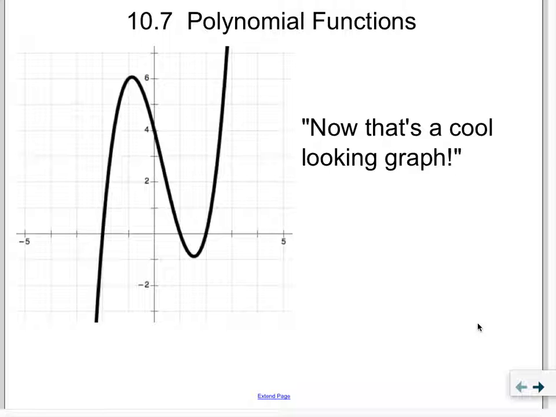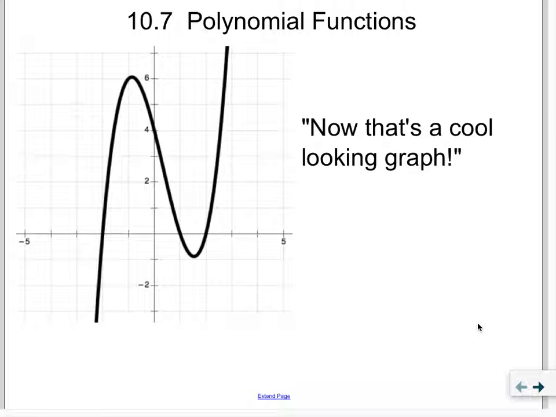So we're going to wrap up our unit of quadratic functions by introducing a new function. This is a polynomial function. And it's a cool looking graph. You want to be the kind of math person that does those graphs. It's awesome, because it's really curvy. It's not straight, it's not a parabola. So we have a curved graph here. That's pretty cool. It's a polynomial graph.